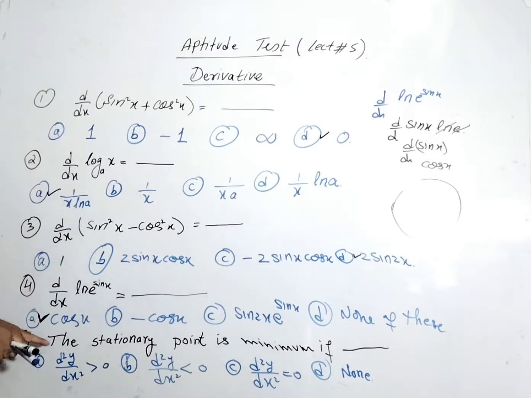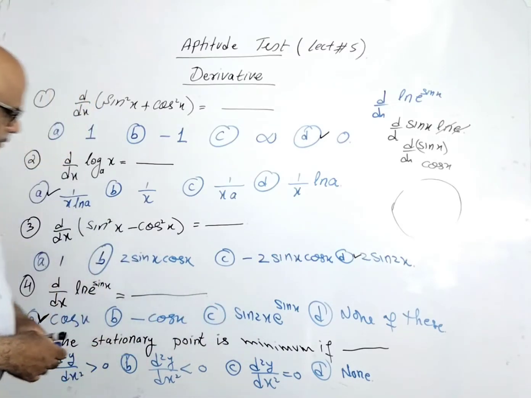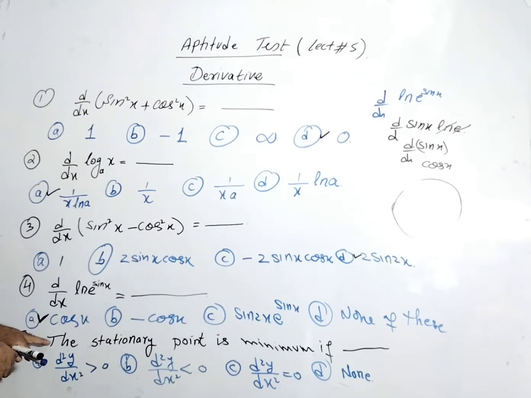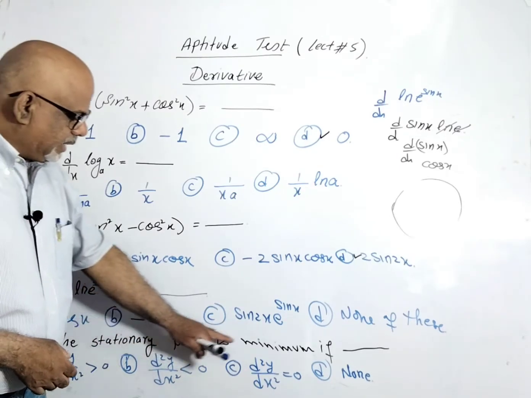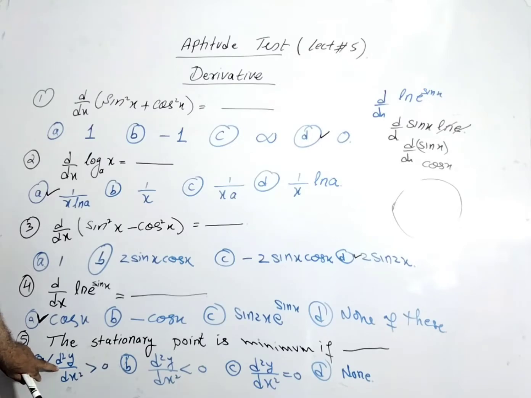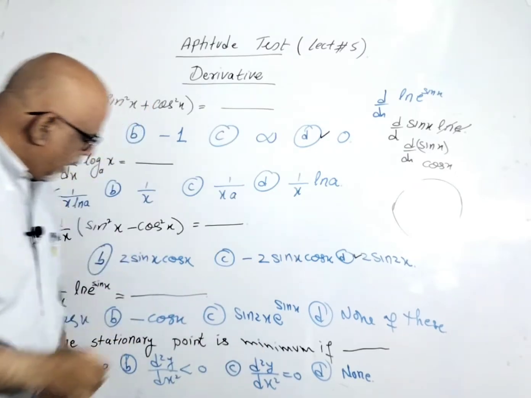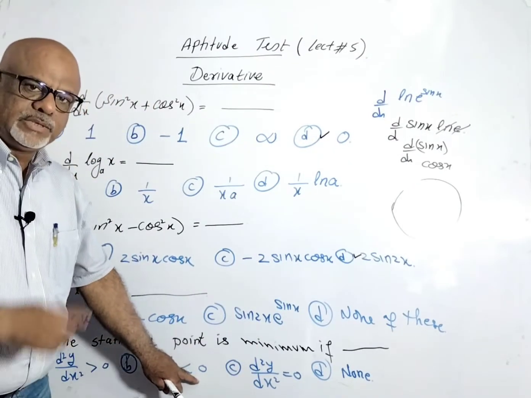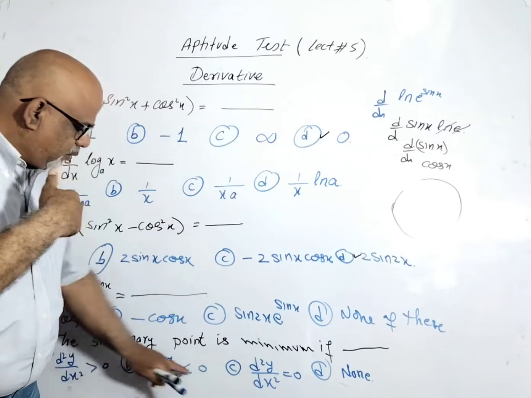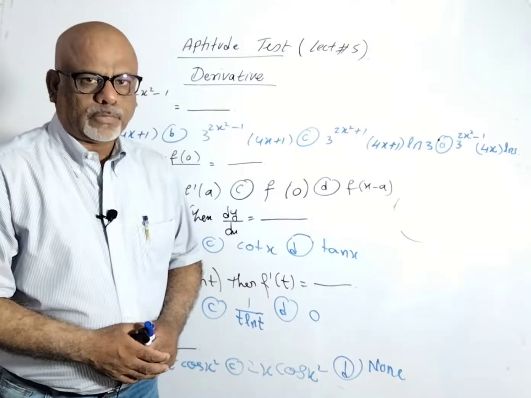Now come to the fifth MCQ. The stationary point is minimum if the double derivative is greater than 0. If the double derivative is greater than 0, then the stationary point will be minimum, and if the double derivative is less than 0, then the stationary point will be the maximum here. So the A option is correct for the fifth MCQ here.